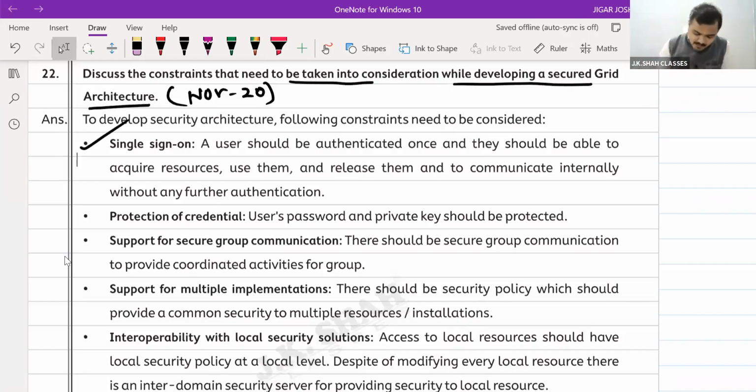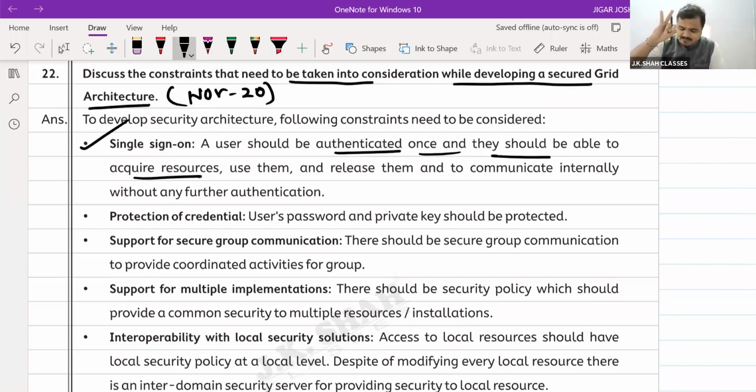A user should be authenticated once and should then be able to acquire the resources. Sir, what do you mean by resources? Suppose I am the user. I will get verified by you only once. Then I can use your laptop.